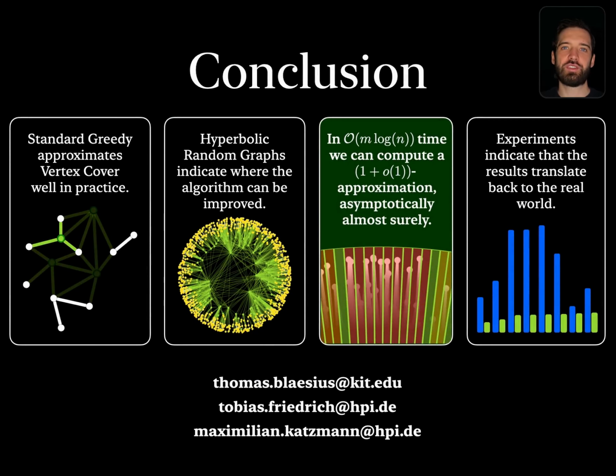In conclusion, we have seen that the standard greedy approximation algorithm for the vertex cover problem performs well on real-world networks. The hyperbolic random graph model, which generates good representations of such networks, partially explains this phenomenon and indicates where the algorithm can be improved. Our analysis shows that the resulting adaptation has an approximation ratio of 1 plus little o of 1, while maintaining a quasi-linear running time. Finally, our experiments indicate that the obtained results also translate back to the real world.